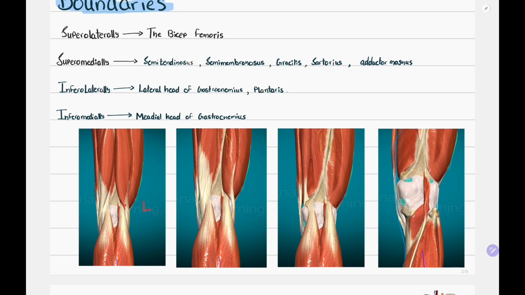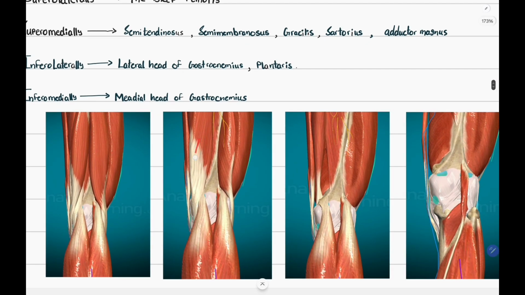This is our lateral side and medial side, the same for all pictures. Superolateral, as I have already told you, is formed by biceps femoris. This is the biceps femoris muscle. Superomedial is by semitendinosus and semimembranosus. This is the semitendinosus muscle. If I dissect out these two muscles, I am left with the semimembranosus muscle and here the short head of biceps femoris muscle.